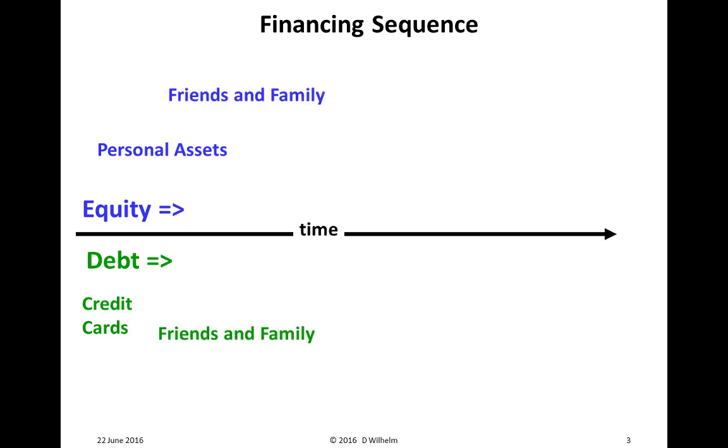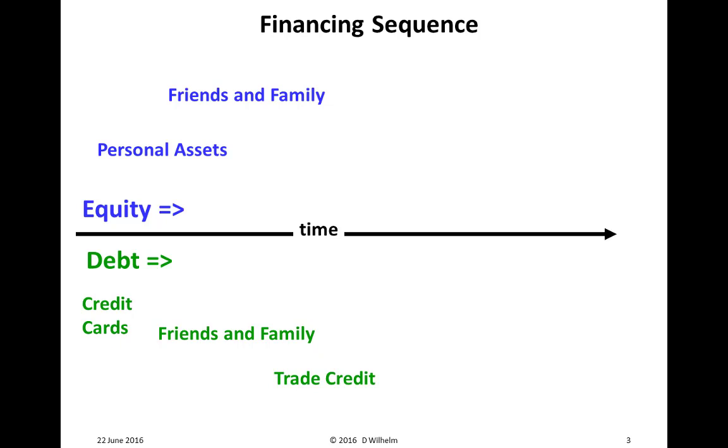Next are friends and family. If you are getting financed with help from friends and family, make very sure that both parties understand whether it is an equity investment, a debt investment, or, not very likely, but always a possibility, a gift.